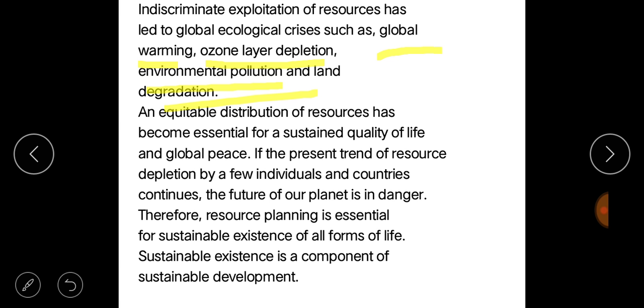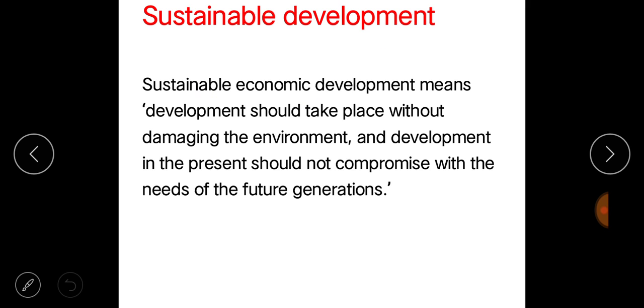Okay, so sustainable existence is a component of sustainable development. For sustainable development, we should use these resources judiciously. What is sustainable development? You can define sustainable development.